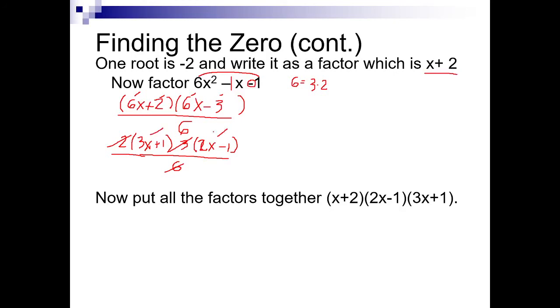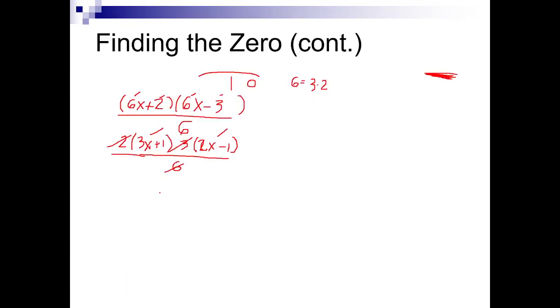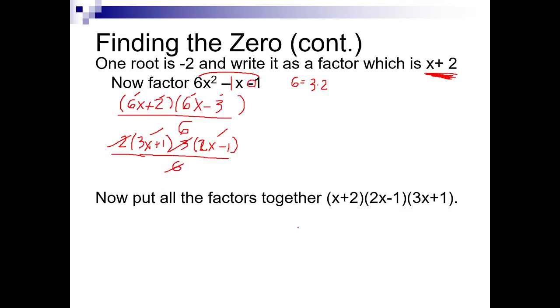So take note, the factors are x plus 2, the root, negative 2. We have negative 2 here, and writing this as a factor, this is written as x plus 2. This is already one of the factors. That's why we have x plus 2 here. And we have the other factors, 2x minus 1 and 3x plus 1. So let us now get the roots.